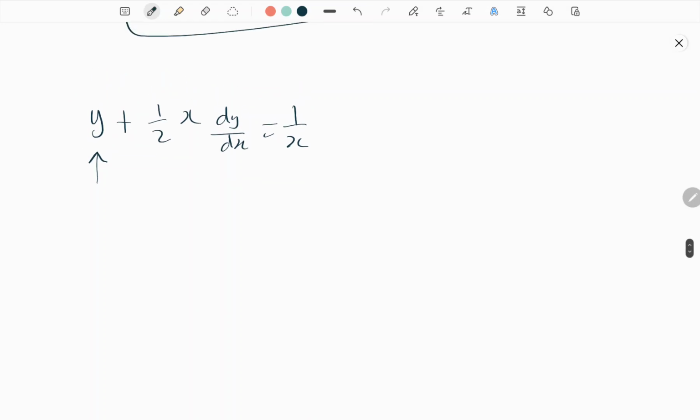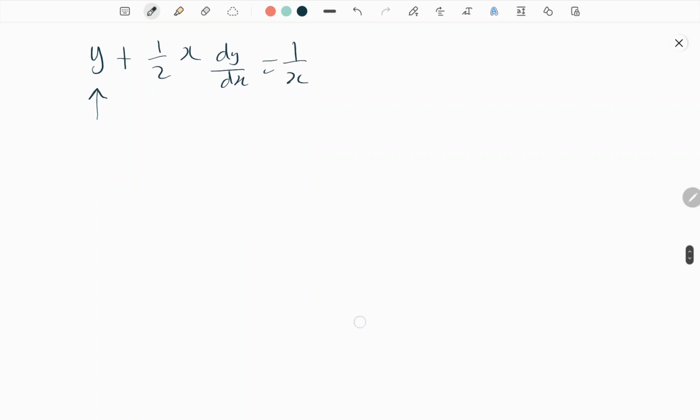Consider this example now. So imagine the differential equation y plus a half x dy by dx equals 1 over x. If we differentiate y, we get dy by dx. If we differentiate a half x, we just get a half, but there's no half here. So it's not exactly the derivative of that.